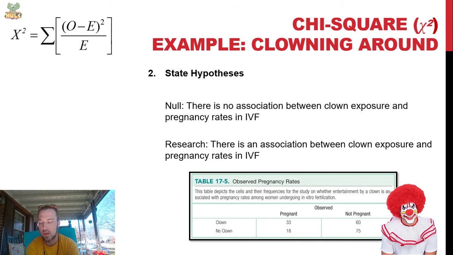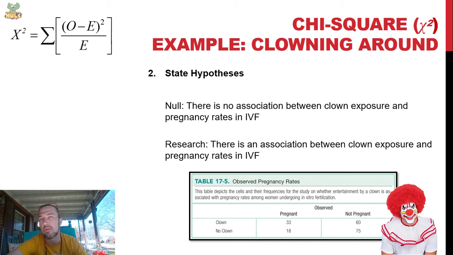That's an easy step. What are our hypotheses then? One of our hypotheses has to be that there's no association between clown exposure and pregnancy rates, right? That it's not going to work. That's going to be our null hypothesis, right? Remember, this is a test for independence, so we're asking whether these 2 variables of exposure to clown and pregnancy rate are independent from one another, or if there's some dependence.